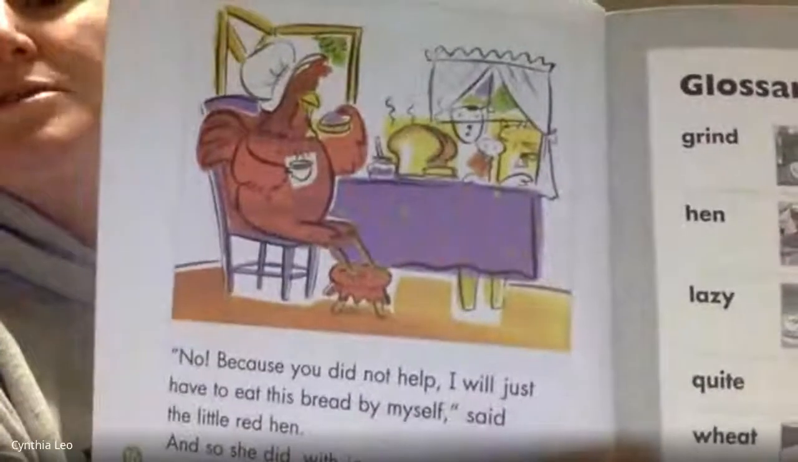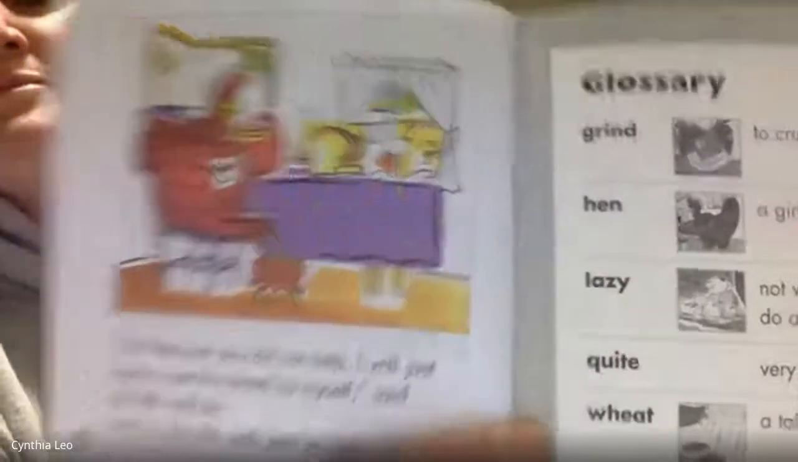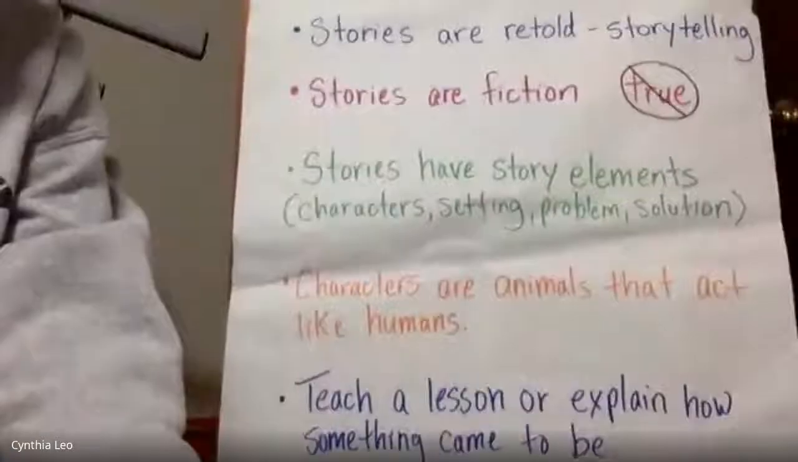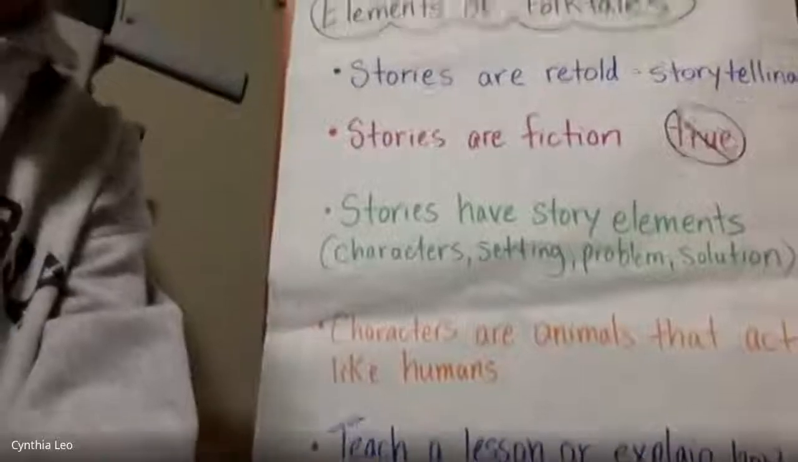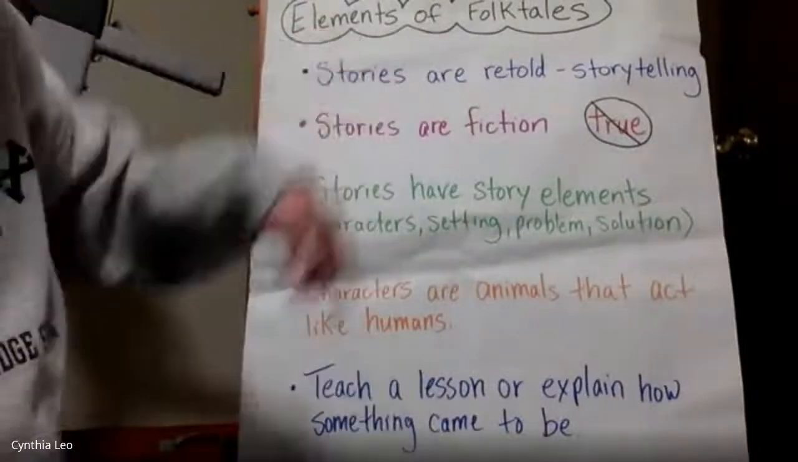There you can see her enjoying it, and look up in the window, the other animals not able to have any. So let's go back to our chart and let's think about the story elements that we heard. All right, get a good view here. Okay. So remember, elements of folk tales.